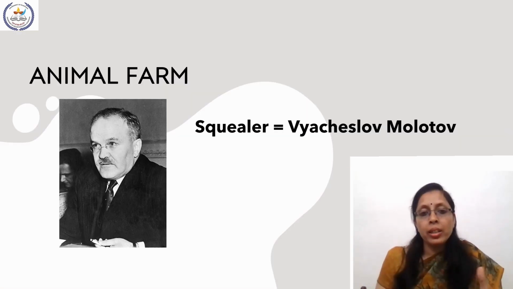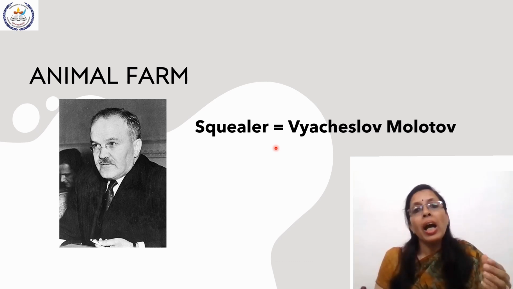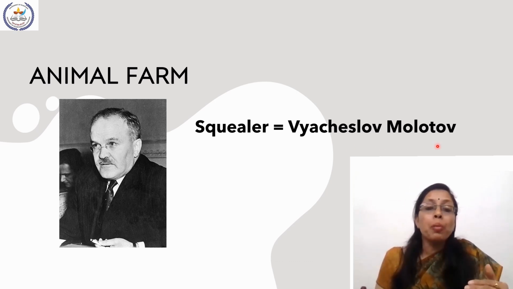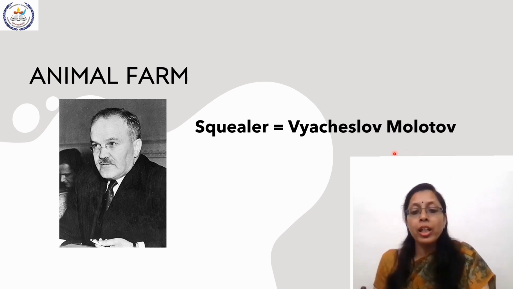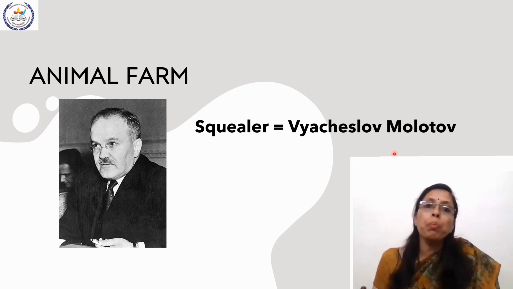Then we have another character. This is Squealer. Now Squealer is also a pig, and he represents Molotov. Now Molotov was the propagandist with Stalin. So the character of Squealer is that of a propagandist, and he is a very important character.